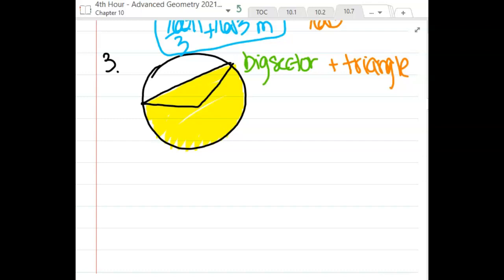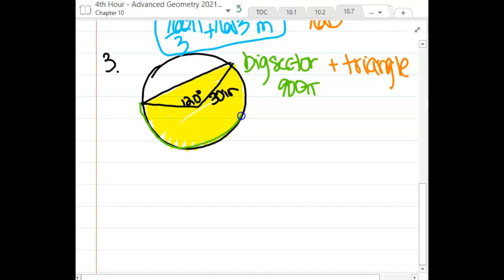This measure right here is going to be 120 degrees, and the radius is going to be 30 inches. To find the area of the big sector, we're going to start with the area of the entire circle, so pi r squared. 30 squared, 30 times 30, would give me 900 pi. But remember, I'm not talking about the whole circle. Be careful, I'm talking about this major arc, the sector bound by that major arc there. So I need the measure of the major arc.